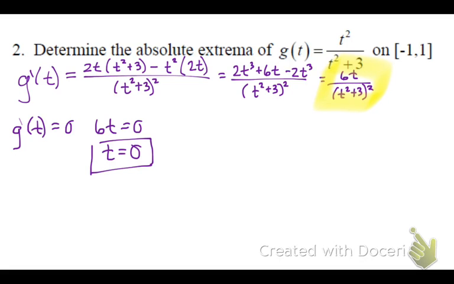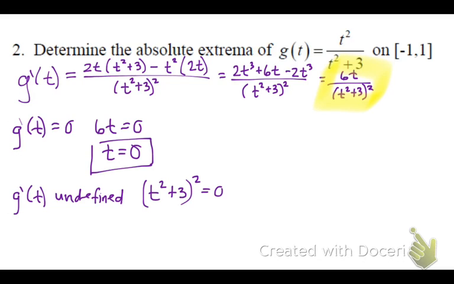Step 2 says determine if there are any values where f prime is undefined. So in order to figure out where a fraction is undefined, we need to know where the bottom equals 0. So if I set g prime of t and I want to know where it's undefined, I will set the bottom equal to 0. So I'll say (t squared plus 3) squared equals 0.